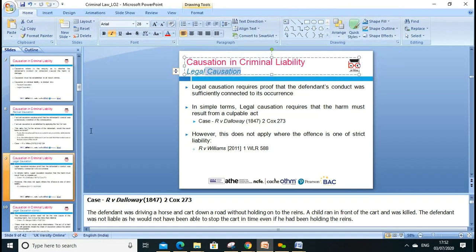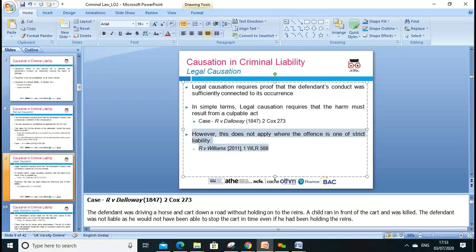Legal is required to prove that the defendant's conduct was sufficiently connected to its occurrence. In simple terms, legal causation requires that the harm must result from the culpable act. We look at this in law, however this does not apply where the offence is one of strict liability. So we look at this case.